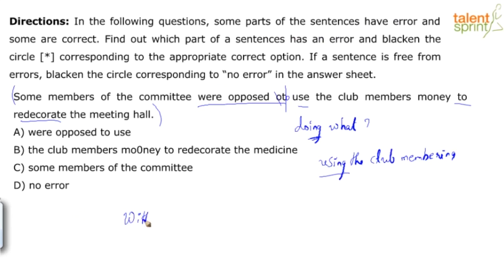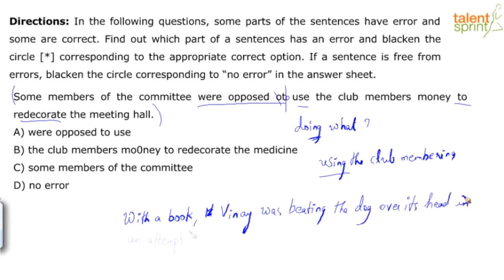So if I say, with a book, let's say with a book, Vinay was beating the dog over its head in an attempt to retrieve his phone. Let's say the dog took Vinay's phone and ran off. Okay, so with the book, Vinay was beating the dog over its head in an attempt to retrieve his phone. So in the context, right, I have a lot of verbs, more than one action word, right? So with the book, Vinay was doing what? Beating the dog over its head in an attempt to retrieve his phone.